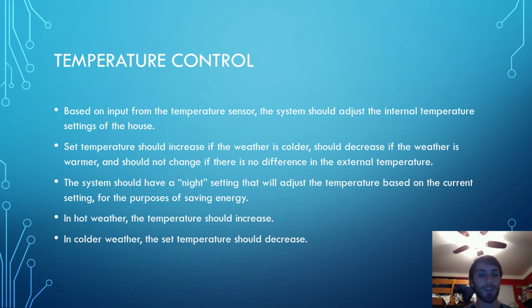Our system also does have a night setting that adjusts the temperature based on whatever the current setting is. This was hard to see because we were filming this at night, but when the setback occurs, we actually set it back 2 degrees based on the fact that it's night. And we define night as being between 9 p.m. and 9 a.m. in a given day. In hot weather, the temperature will increase, and in cold weather, the temperature will decrease.